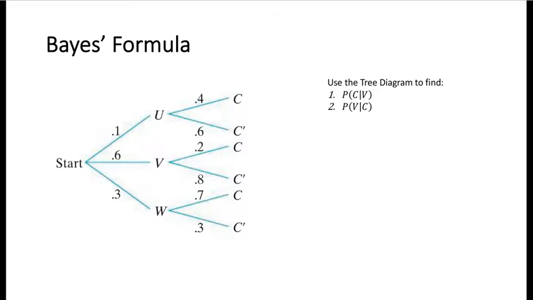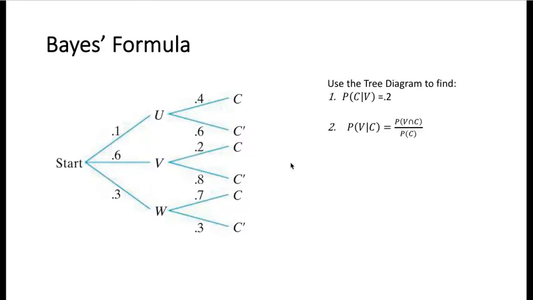The probability of C given V, the first one, is actually in the tree diagram itself. It's 0.20. So V already happened, and the probability that then C happens is 0.2. When I change the order, that's going to change the problem. If I want the probability of V given C, the equation is the probability of V and C divided by the probability of C.